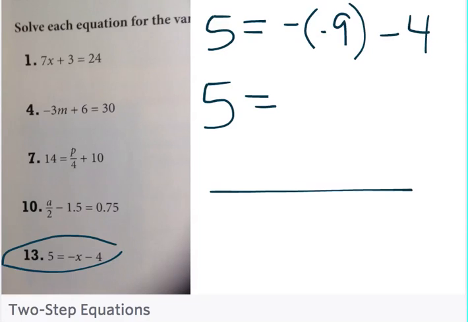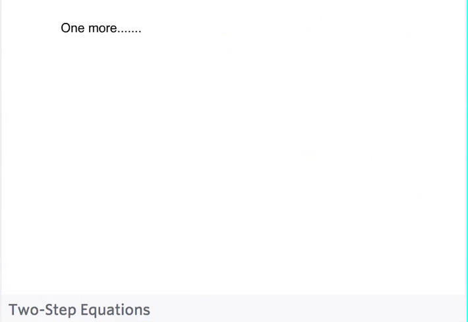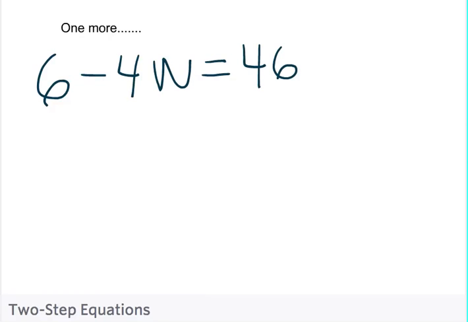So I'm going to draw a quick little number line to show what the opposite of negative 9 is. So negative 9 is on the left, and its opposite is all the way on the right. And something happened there. I should have shown 9 minus 4 is 5. Try one more.